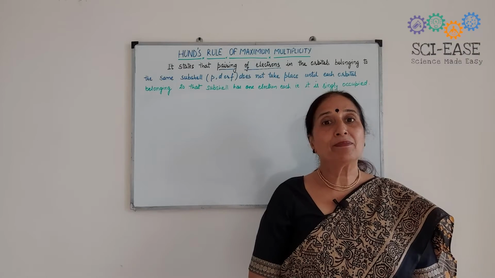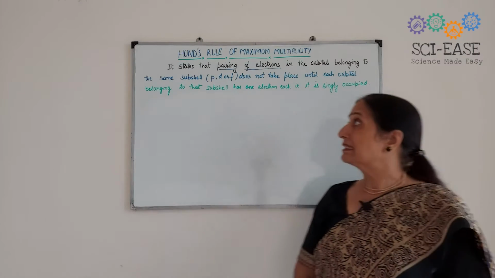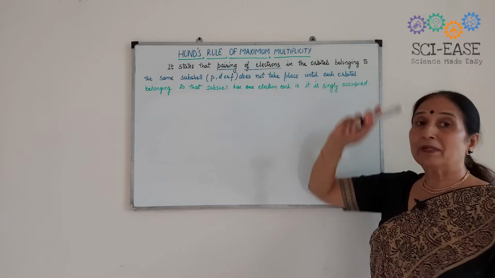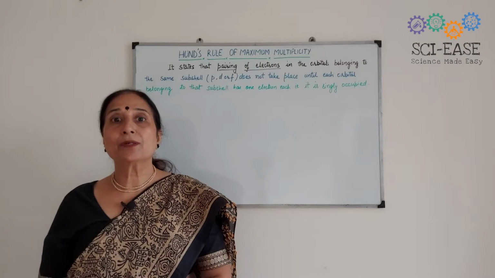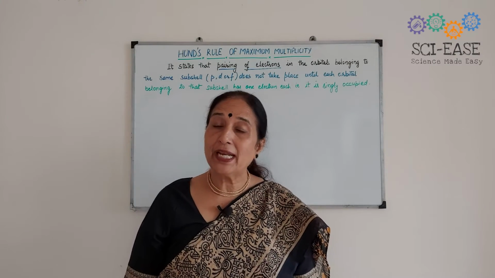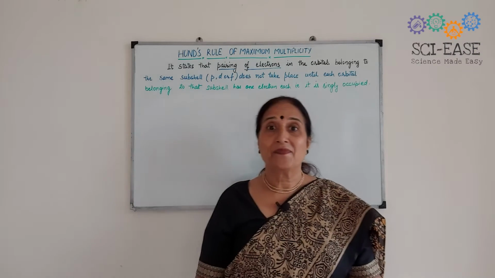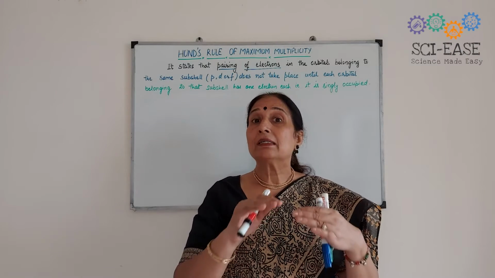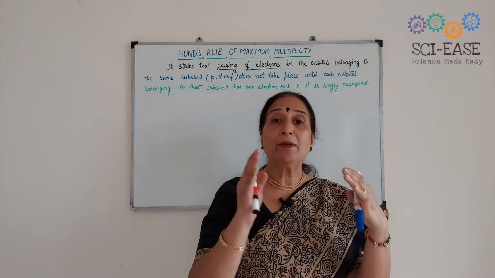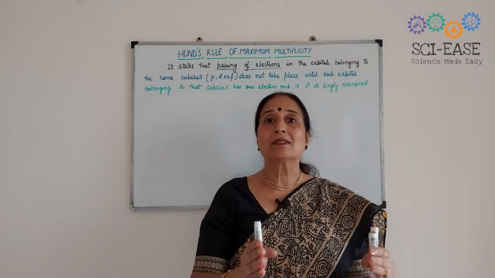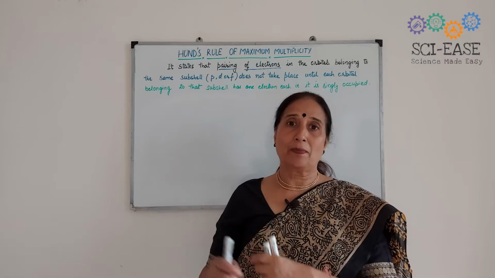In this video, I'm going to take a very important topic of chapter 2 of class 11 chemistry, that is Hund's rule of maximum multiplicity. In continuation to the Aufbau principle and Pauli exclusion principle, Hund's rule is very important for filling of the electrons in the orbitals. Here, we will talk about the subshells like p, d and f, where in p there are 3 orbitals, in d 5 orbitals and in f 7 orbitals.